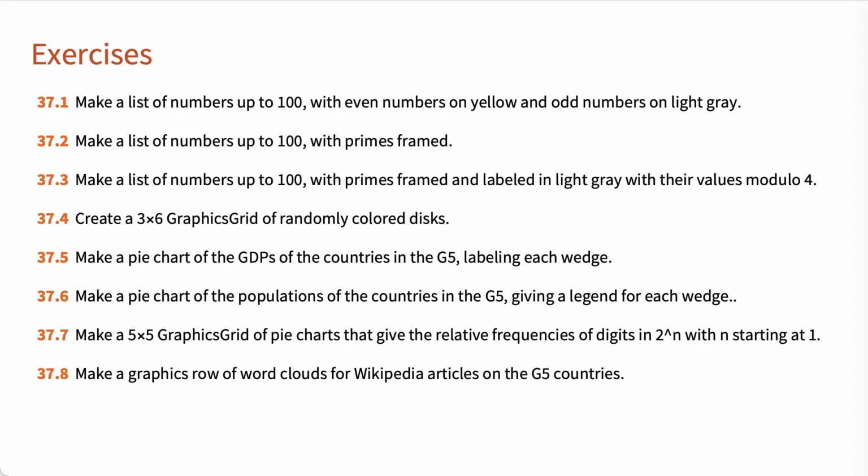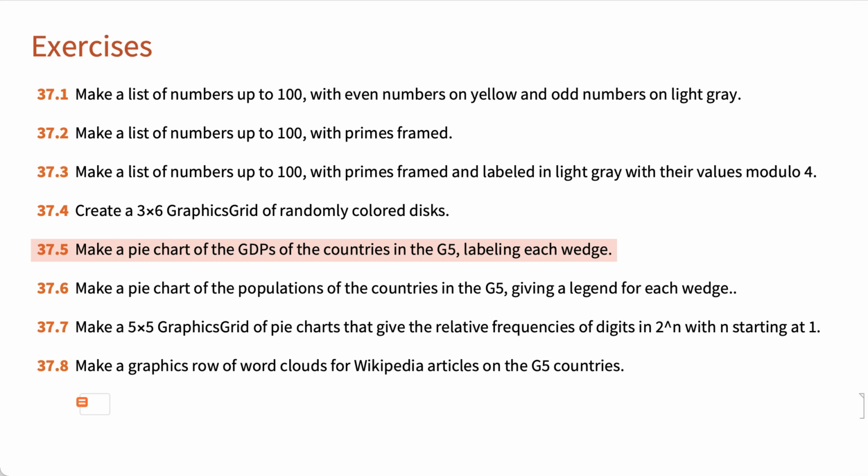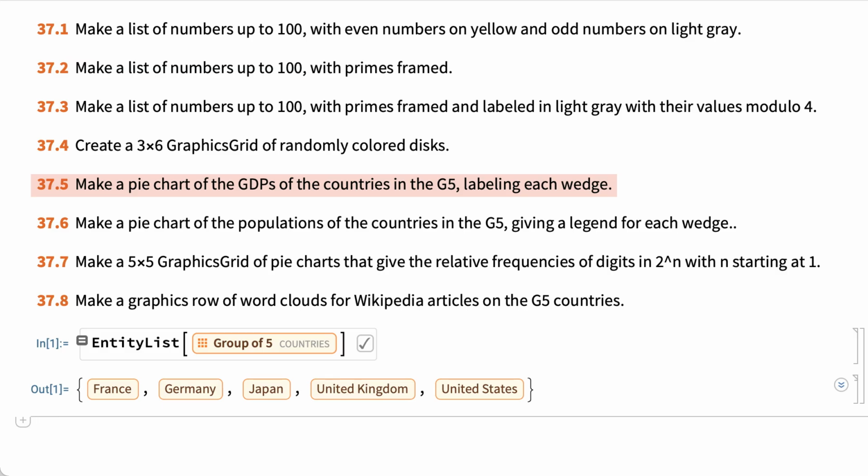Here are the exercises from the end of this section. As an example, consider exercise 37.5. Make a pie chart of the GDPs of the countries in the G5, labeling each wedge. The list of countries in the G5 can be found by typing Ctrl= and entering List of G5 countries in plain English. Starting with that list, there are many ways of getting a list of GDP values labeled by country.